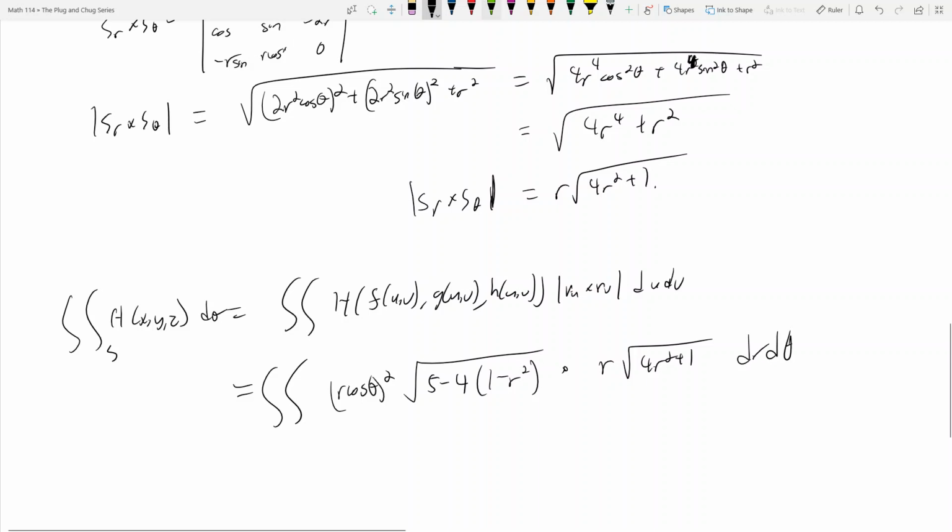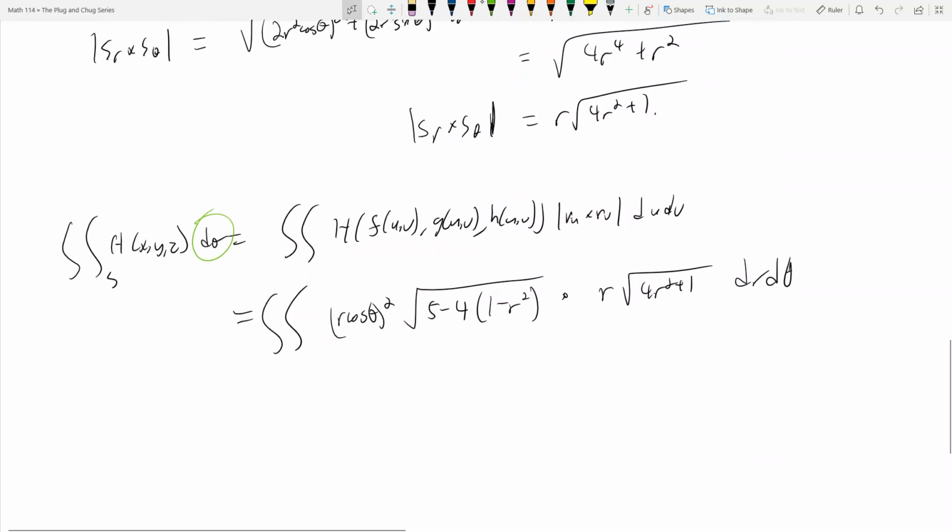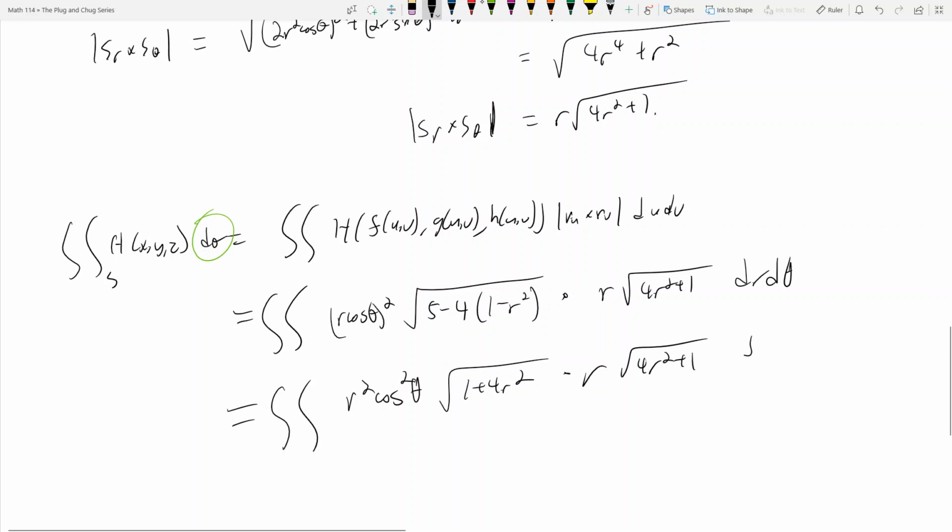And so look, we went straight from d sigma to dr d theta, so I don't have to multiply another r in here. It's only when you go from dx dy to dr d theta do you need to multiply the r. So now I have this, and what is this? This is the double integral then of r squared cosine squared theta, root 1 plus 4r squared, and then times r root 4r squared plus 1, dr d theta. And we're back in familiar territory: r cubed cosine squared theta times 1 plus 4r squared, dr d theta.